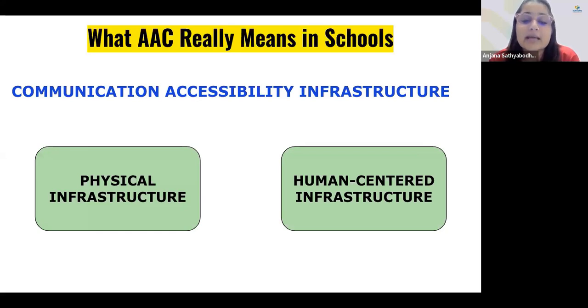When it comes to communication accessibility infrastructure, we can divide it into two broad categories: physical infrastructure and human-centered infrastructure.